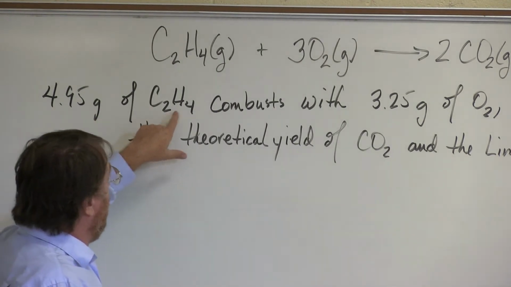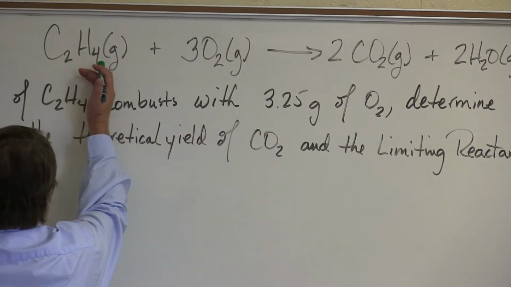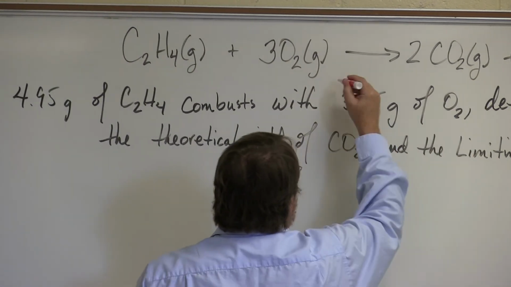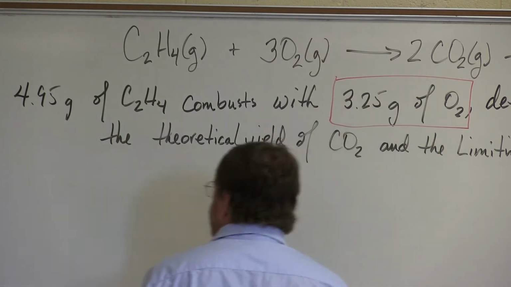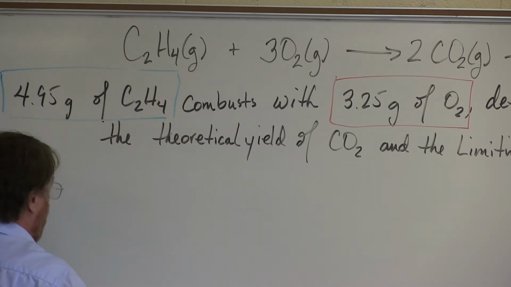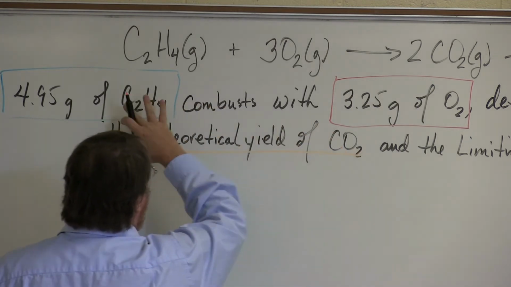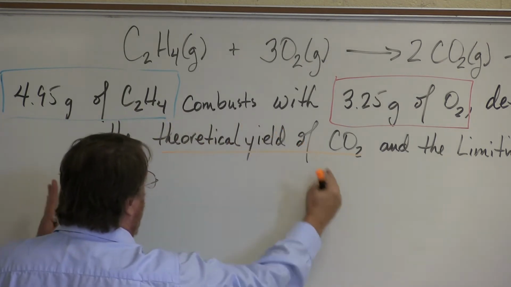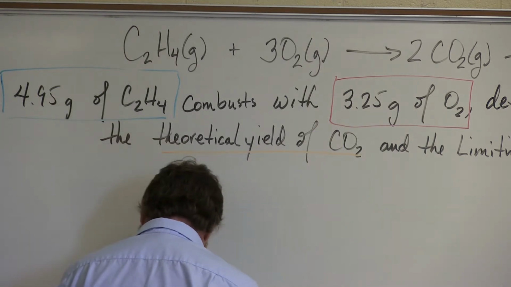4.95 grams of ethylene combusts with 3.25 grams of O2. So I have data for two reactants. That's the way I want to look at that. So I can say, okay, here's a reactant and here's a reactant. I'm going to take that data and calculate the theoretical yield twice. I'm not going to use these together. I'm going to do one calculation to CO2, stop, then I'm going to do another calculation to CO2, then compare the two. So let's look at that.